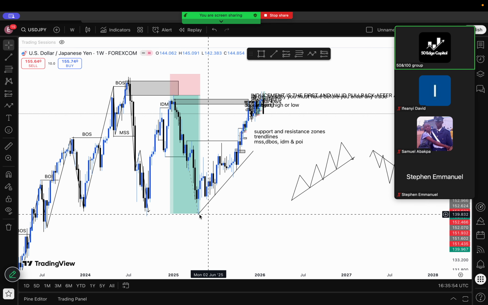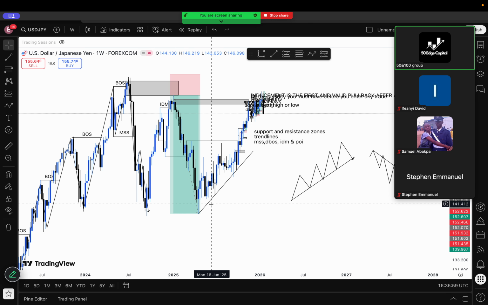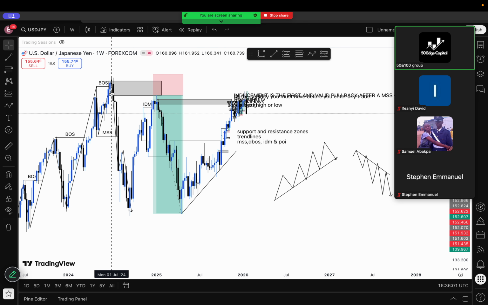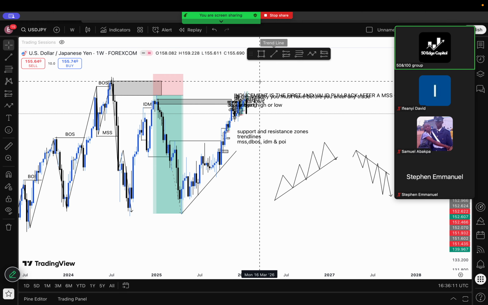And then I keep selling until it gets to this zone. You just keep selling, keep selling, keep selling, as you know that okay, the directional bias is bullish or bearish. So someone asked me, where do we start looking for our MSS?